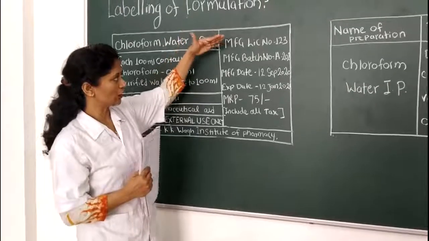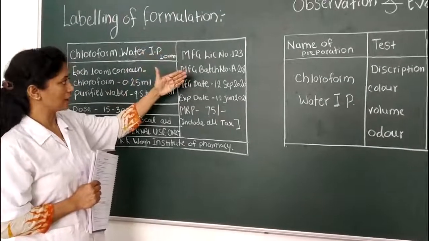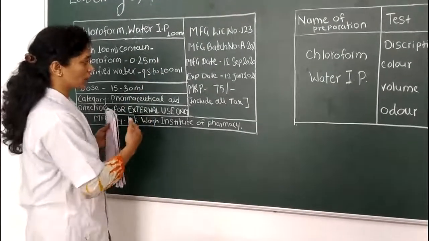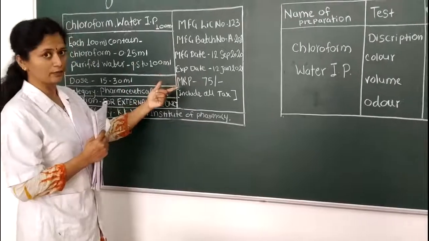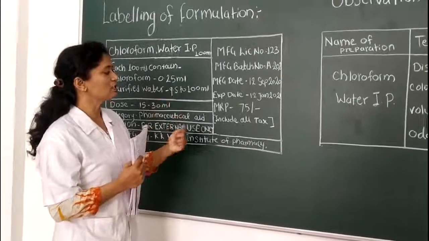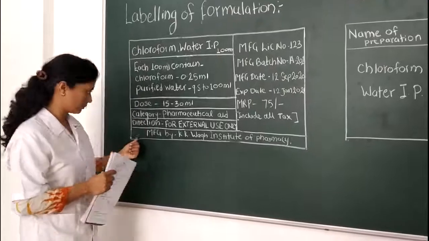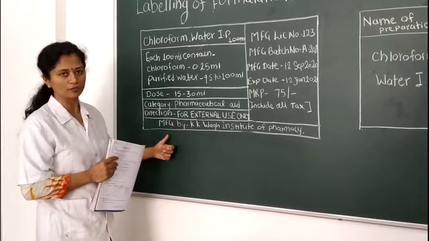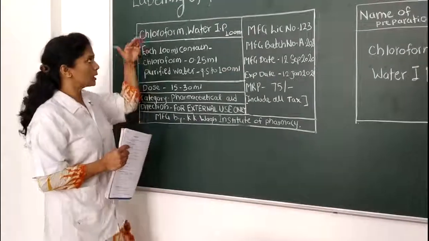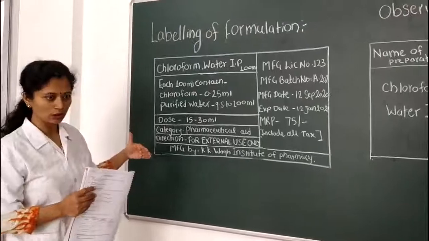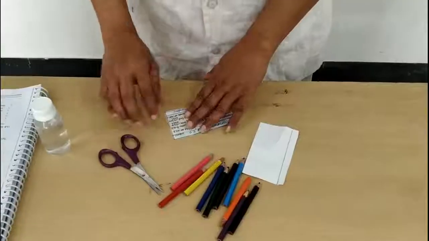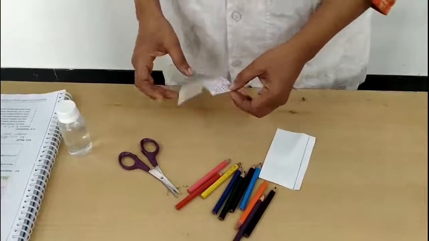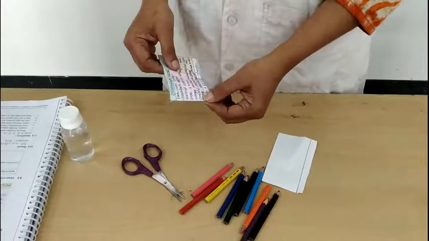Then in this section we have to cover our manufacturing license number, batch number, manufacturing date, expiry date, then maximum retail price, and the last segment of our label, the manufacturer, that is the name and address of our manufacturer. This is the labeling parameters. We have to follow all the parameters. For the labeling purpose, we know all the parameters that we already mentioned.